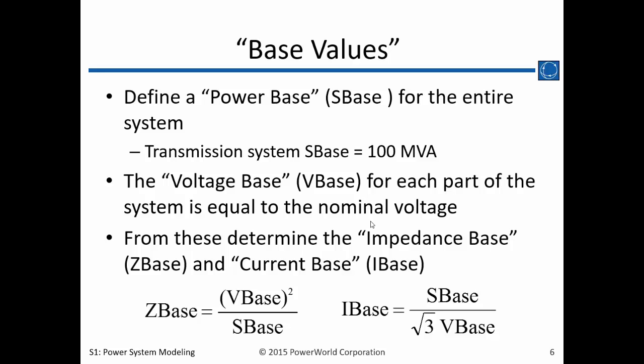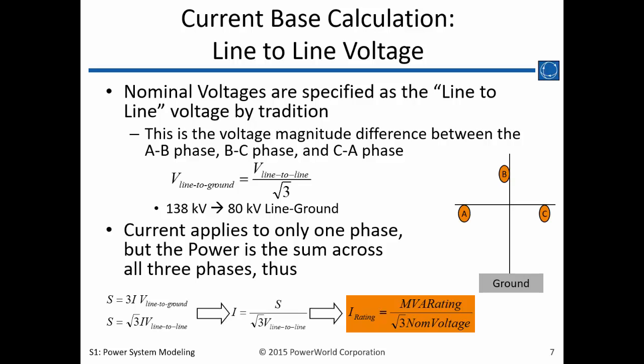And note that the current base, the I base, does have the square root of 3 in the denominator that comes from the difference between the line to line and the line to neutral. So that does factor in there. Keep that in mind if you're ever calculating your own per unit bases, that the current base does have the square root of 3 factor in there. And this slide shows where that comes from.